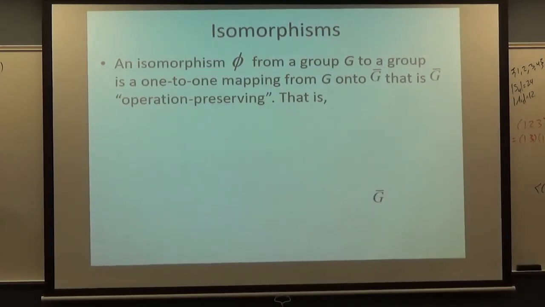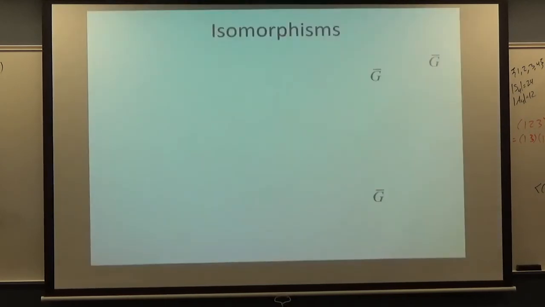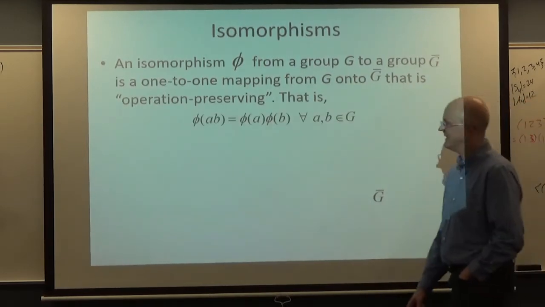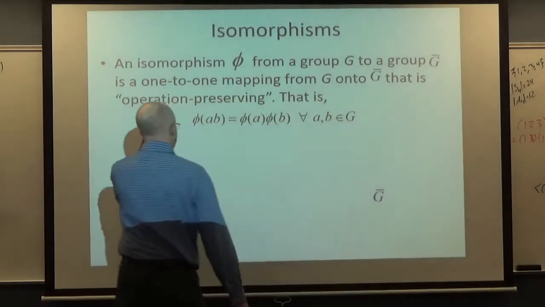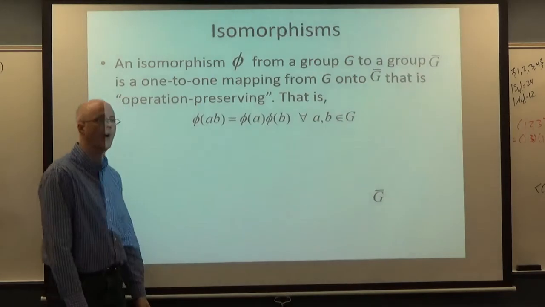It goes from a group G to a group G bar, that is one-to-one and onto, and operation preserving. In the abstract, you write it this way: phi of A times B is phi of A times phi of B for all A and B in G.